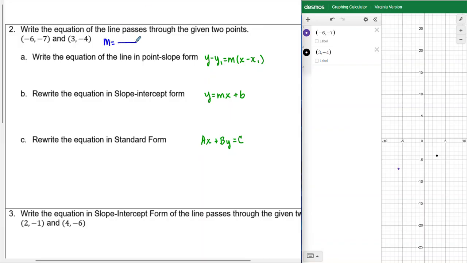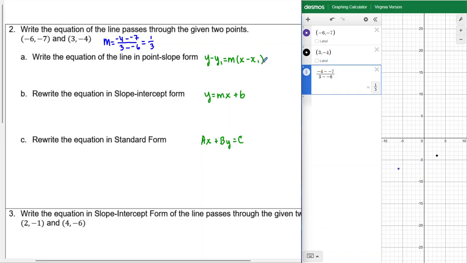So slope is y2, -4, minus y1, -7, divided by the x terms, x2, 3, which is 3, minus x1, the first point. Okay, we're just going to put that in Desmos here because it just calculates everything for you. Over 3 minus -6. And then we're just going to turn it back into a fraction. So that's 1/3. So that's the slope.